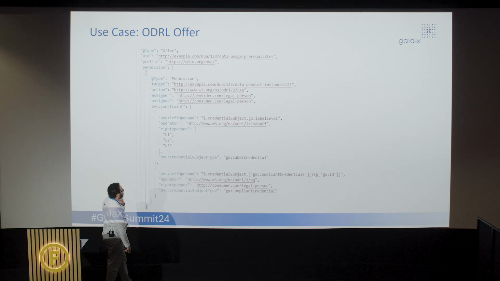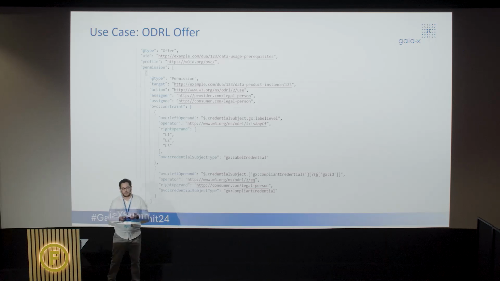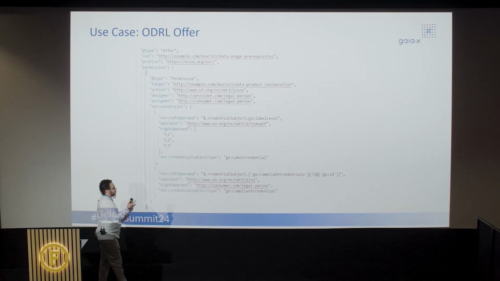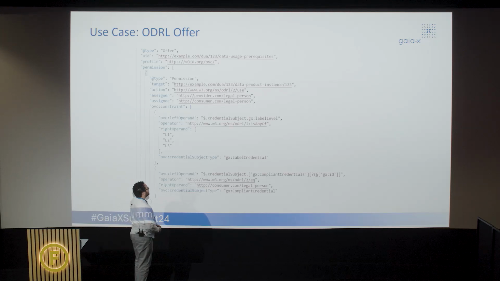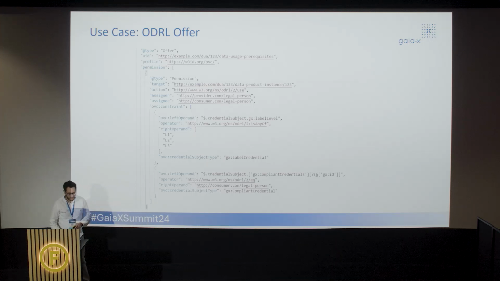Also another constraint here is you have the left operand. It's a bit complicated, but just to show that there's JSON path and you can use it as much as you want, and there are libraries available for every language that you can just reuse. So that's also very important, that it's easy to implement. And this property, the ID of that credential, must be the right operand. So here the consumer, the legal person, must have a compliant credential, and you can see it's the same value as the assignee. So basically the consumer must have a legal compliant credential for the legal person.